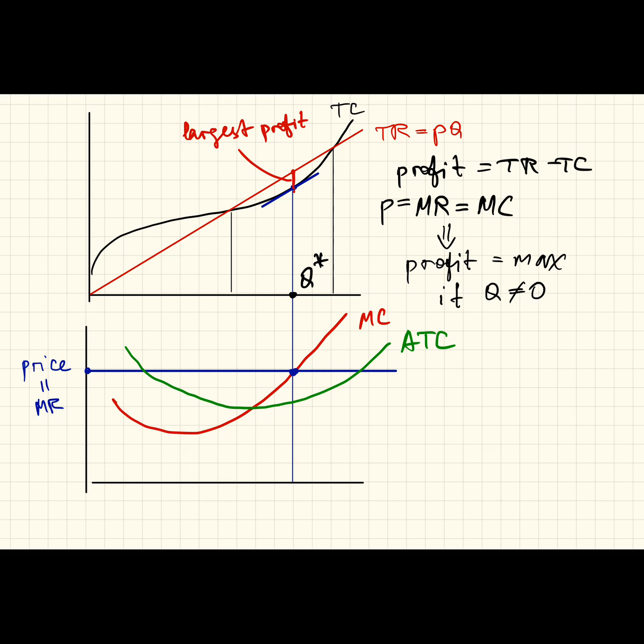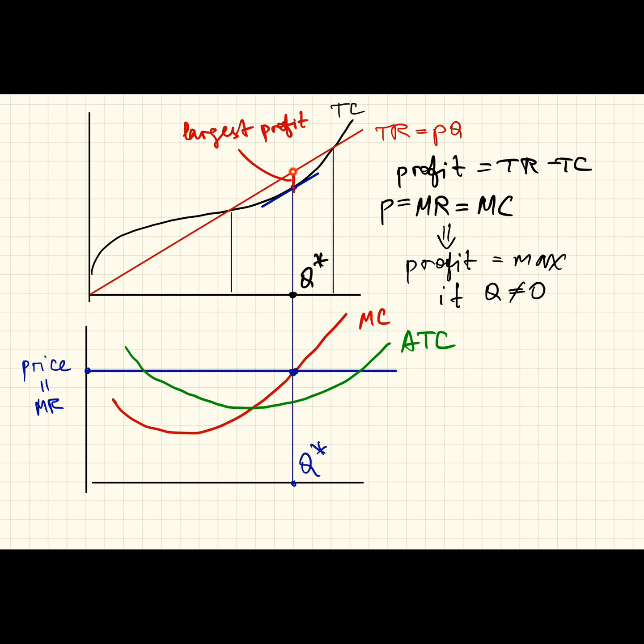So if you don't have this above diagram on the top and only have the lower diagram, that's how you figure out your profit maximizing level of output. All right, so a few more things. Well, we figure out the profit maximizing level of output, but where can we actually see the profit at the lower diagram? So how large is the profit?